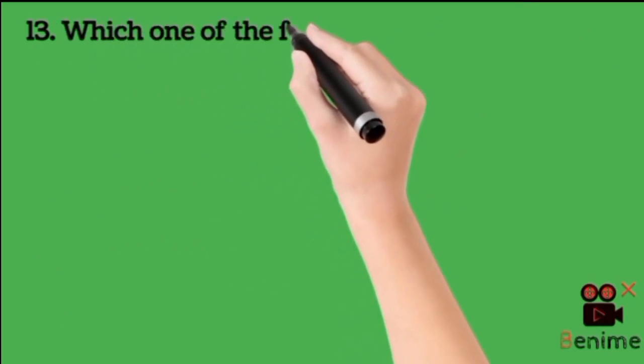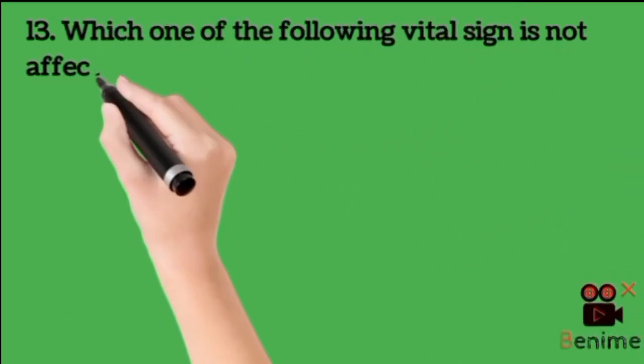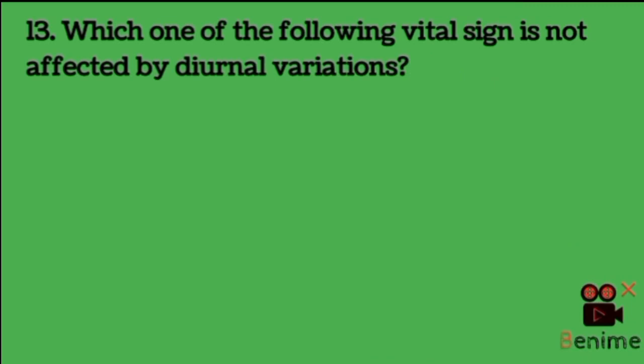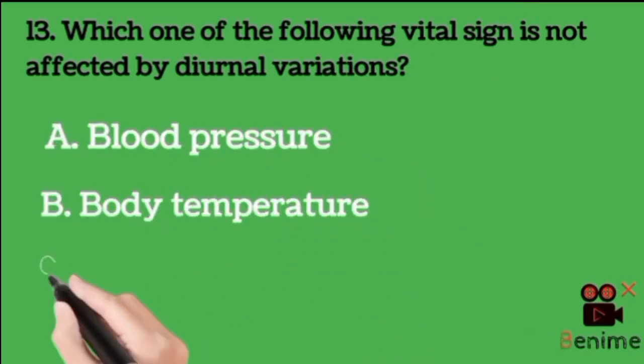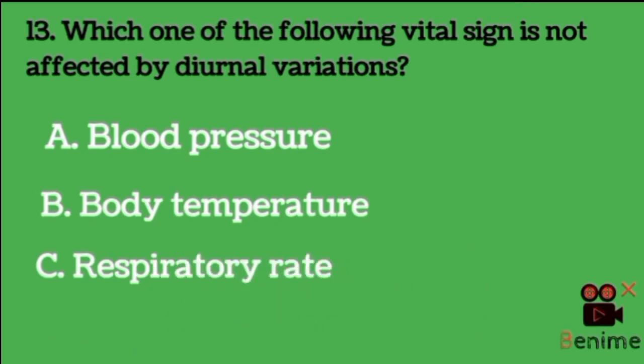13. Which one of the following vital sign is not affected by diurnal variations? A. Blood pressure. B. Body temperature. C. Respiratory rate. D. Pulse rate.